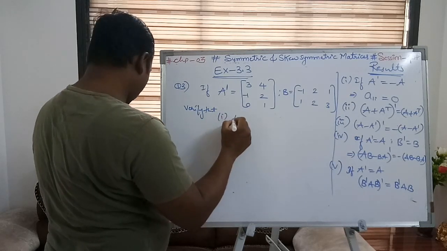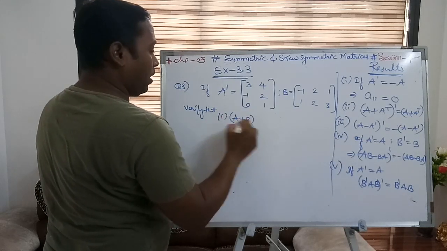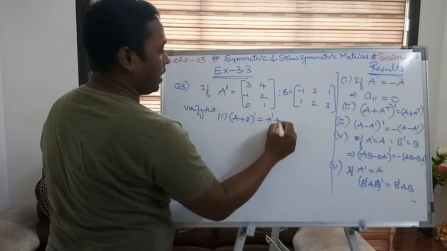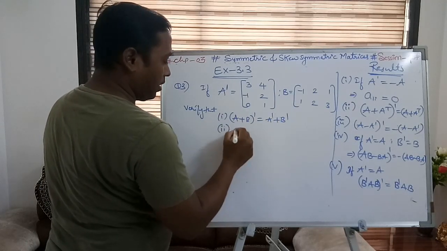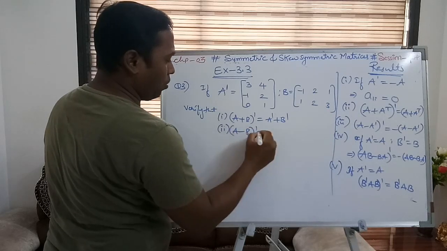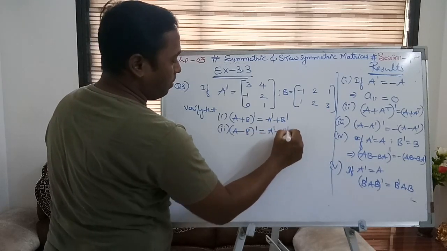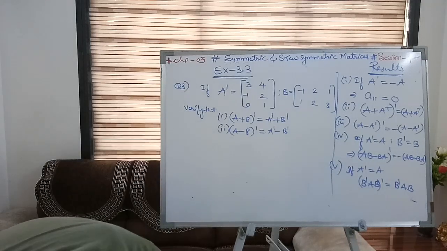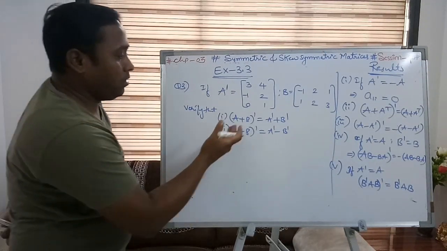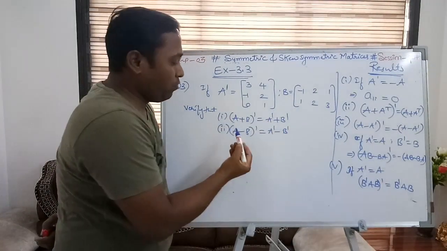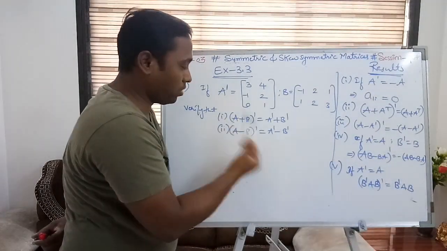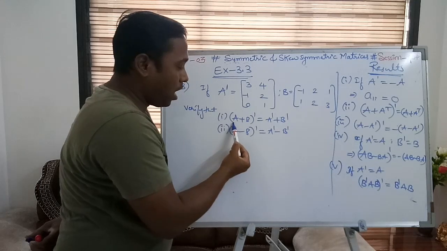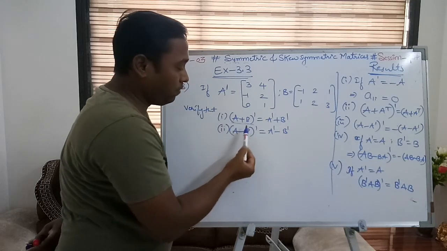Verify that, the first part they are asking: (A plus B) whole dash is equal to A dash plus B dash. Second part, (A minus B) whole dash is equal to A dash minus B dash. Now see, this says we need to verify. Verify means we need to solve the left hand portion and the right hand portion. So simply try to understand how I can solve this left hand portion.